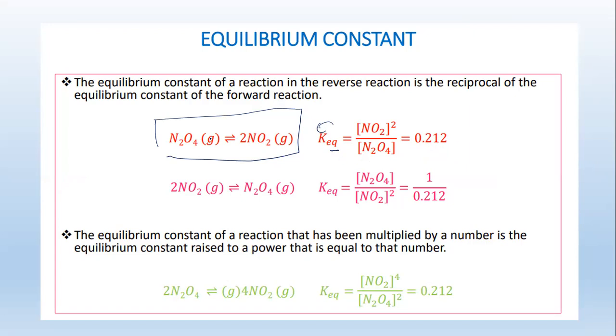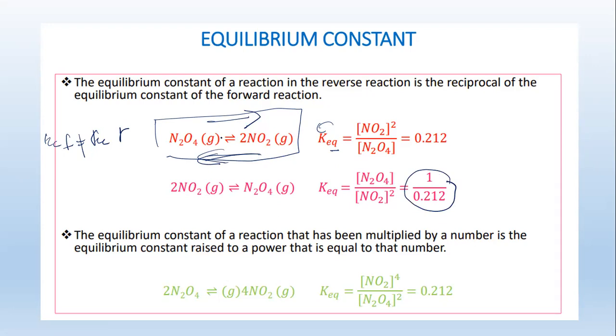This is the rule for the forward reaction. But now let's say the very same reaction, now we want to consider the reverse reaction. Is the Kc value for the forward reaction the same as the Kc value of the reverse reaction? No, it is not the same. Even though it is the same equation, the Kc is not the same. The forward reaction is 0,212, but the reverse reaction will be the reciprocal of the Kc value of the forward reaction all the time.